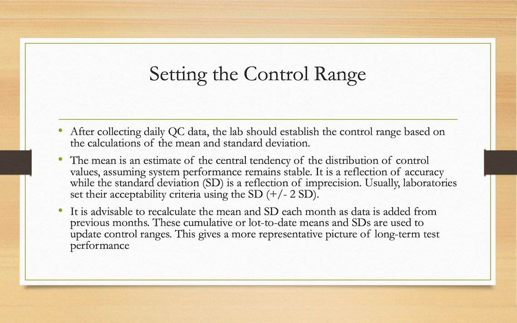Usually, laboratories set their acceptability criteria using the standard deviation of plus or minus 2. It is advisable to recalculate the mean and standard deviation each month as data is added from previous months. These cumulative or lot-to-date means and standard deviations are used to update control ranges. This gives a more representative picture of long-term test performance.